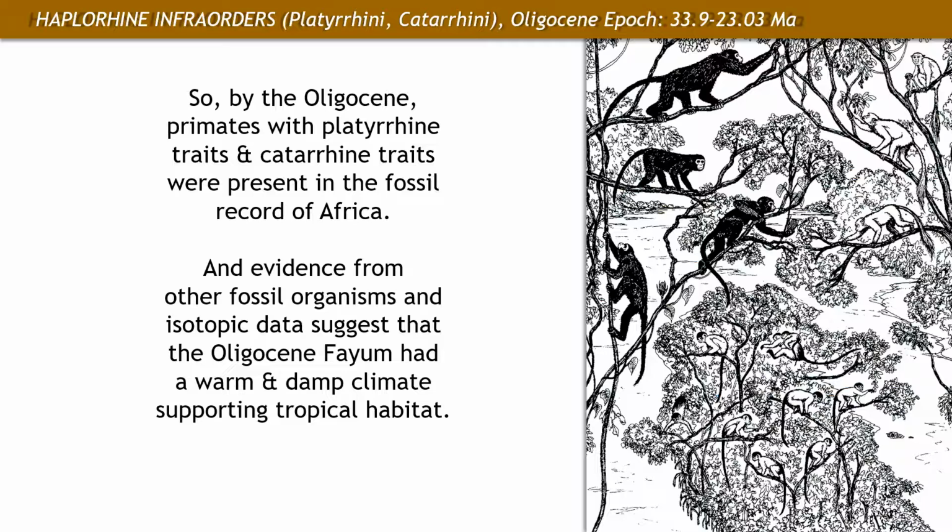So, by the Oligocene, primates with platyrrhine traits and catarrhine traits were present in the fossil record of Africa. And evidence from other fossil organisms and isotopic data suggests that the Oligocene Fayum had a warm and damp climate, supporting tropical habitat.